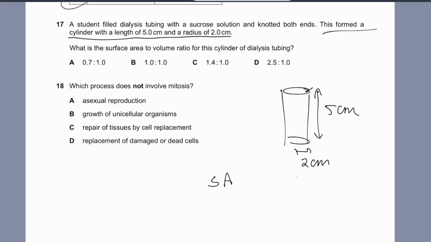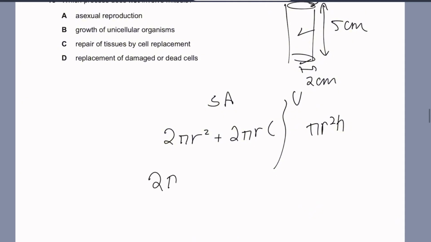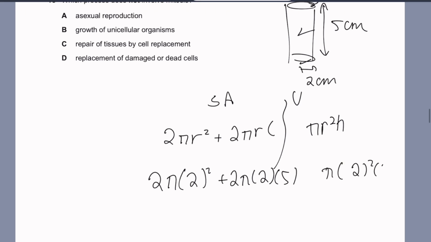Firstly, we need to calculate surface area, then we need to calculate volume. So the surface area is going to be the area of two circles and the area of the curved region. That's 2 pi r squared plus 2 pi rl. For the volume, it's going to be pi r squared h. Now, to calculate this, 2 pi, radius of 2 squared, plus 2 pi 2 times 5, whereas here it's pi times 2 squared times 5. So that's going to be 8 pi plus 2 by 2 by 5, which is 20 pi. So this is 28 pi, whereas here it's going to be 4 by 5, so that's 20 pi.